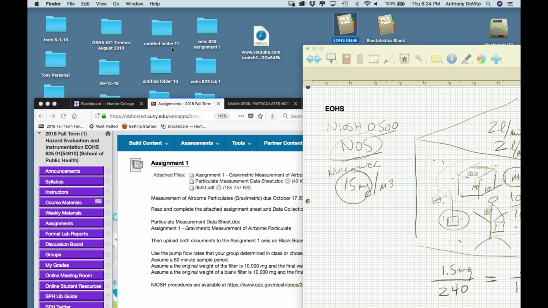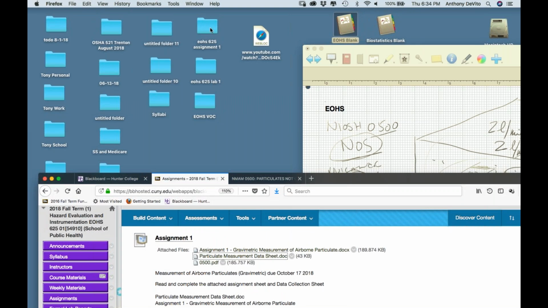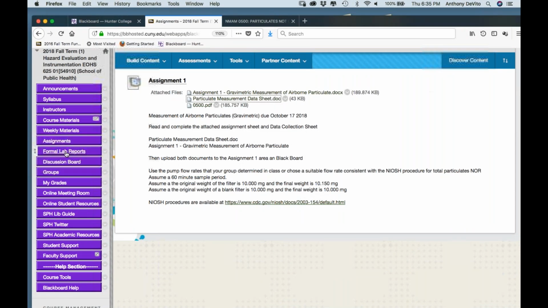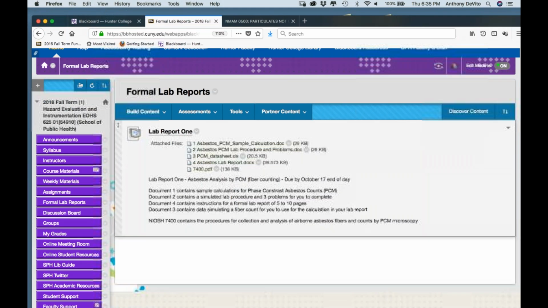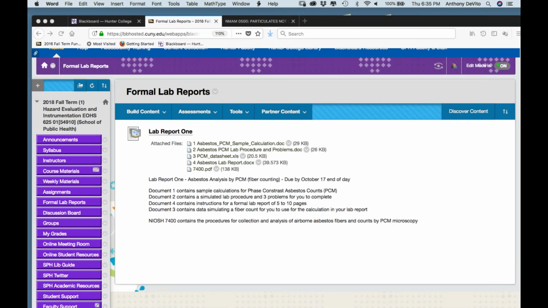Which document was that? Should I open it again? Are we talking about the particulate? The asbestos? Oh, okay, let me take a look. Formal lab reports. Yeah, let me get to it. It's a little slow loading. Document 2. Okay, let's take a look at it.